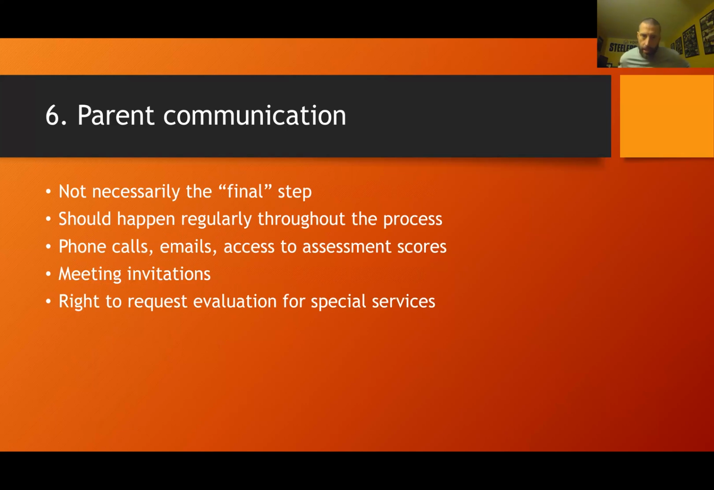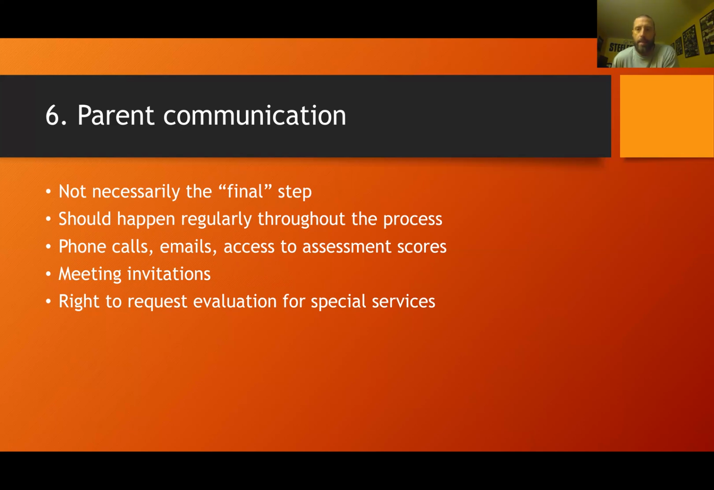And then we've got the parent communication aspect. Now, this is not necessarily the final step, although it's listed as the final step. This should happen regularly throughout the process. Obviously, it's going to happen early on when we first identify them. The parents should be involved in the meetings and the decisions that are being made, but then throughout the intervention process, phone calls should be happening. Emails are super easy. We should be able to provide access to assessment scores, even if it's just something simple like a quick text to mom and dad, hey, Billy scored 18 out of 20 on his progress monitoring today, or whatever. Just ways to constantly keep them updated.